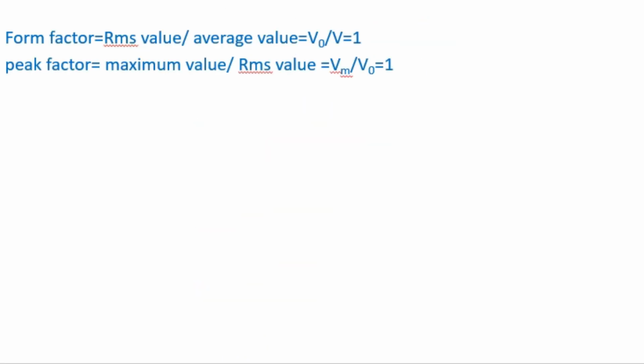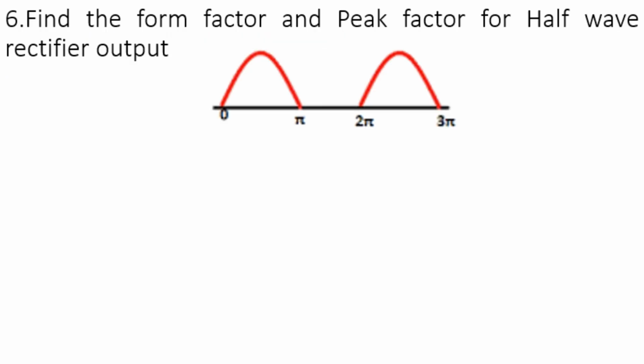The form factor is RMS value by average value, which is equal to 1, and the peak factor is maximum value by RMS value, which is also equal to 1. Find the form factor and peak factor for half wave rectifier output.